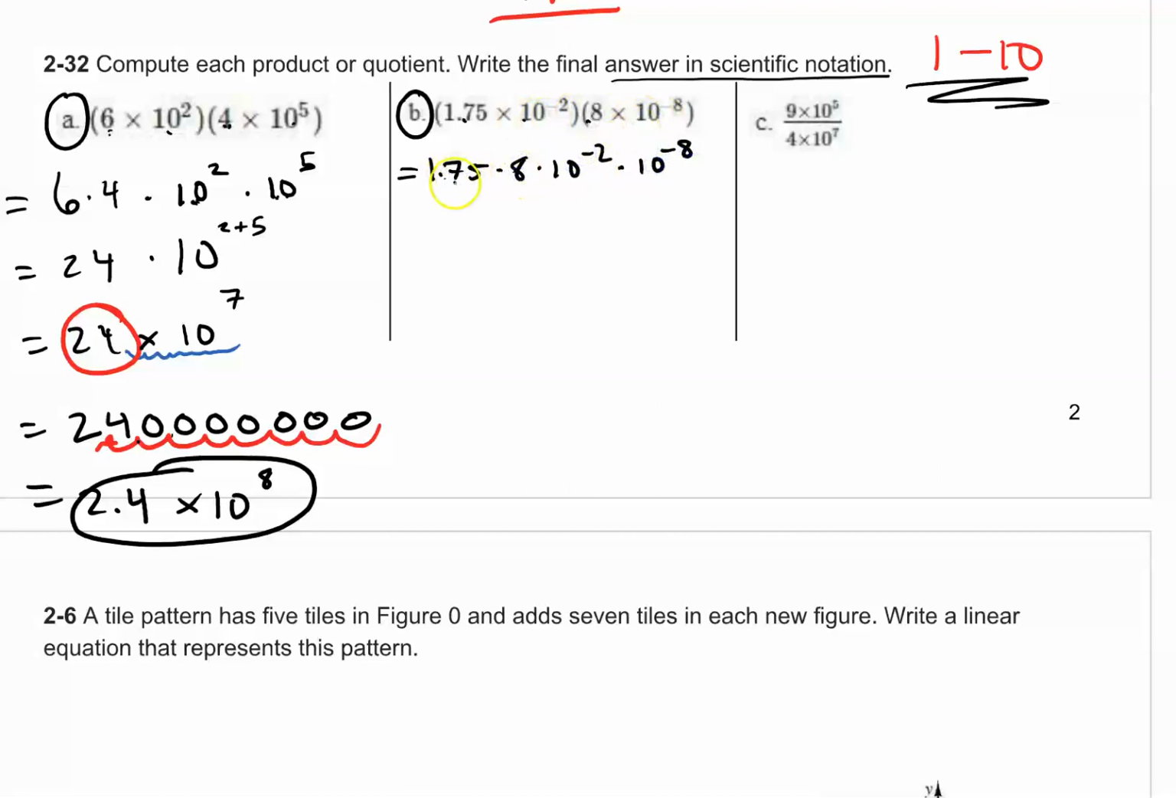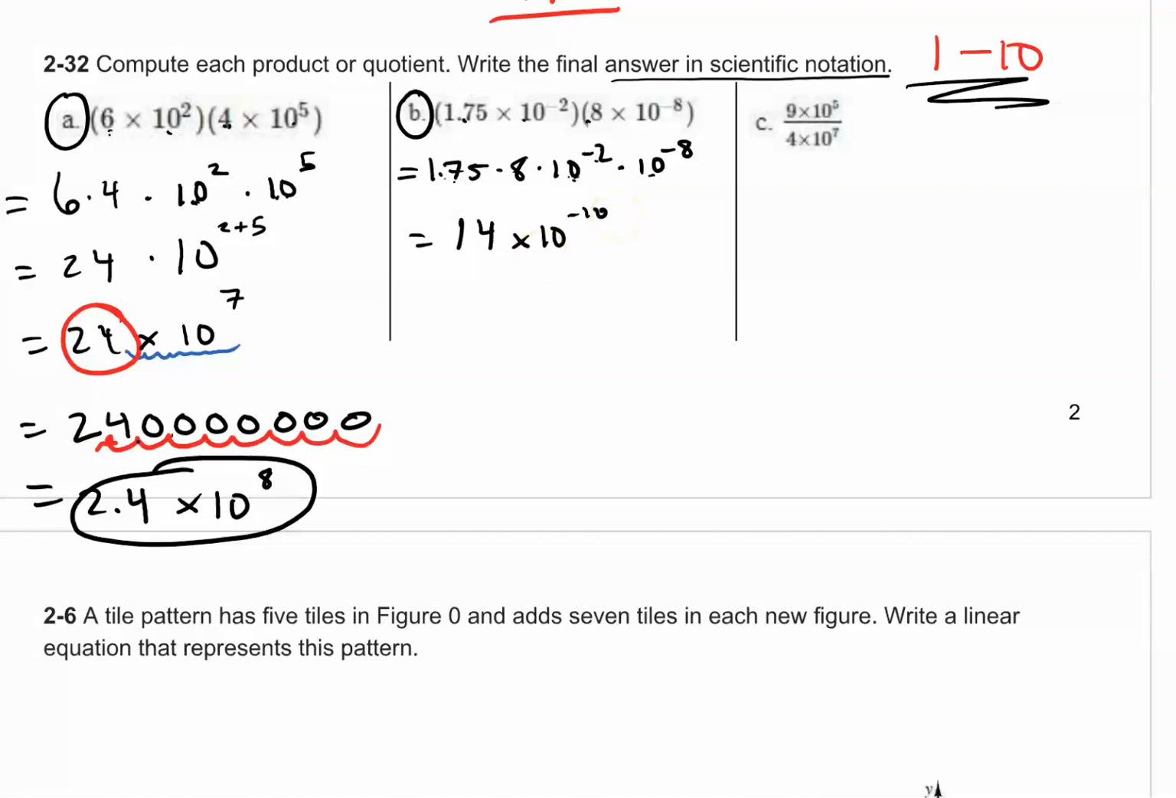Okay, when you multiply these together, you're going to get 14 in your calculators, or you can do that one in your head. And then again, when you multiply tens, the exponents add. These have the same base, and when you have the same base, let's add the exponents. So this is what I have: 14 times 10 to the power negative 10.